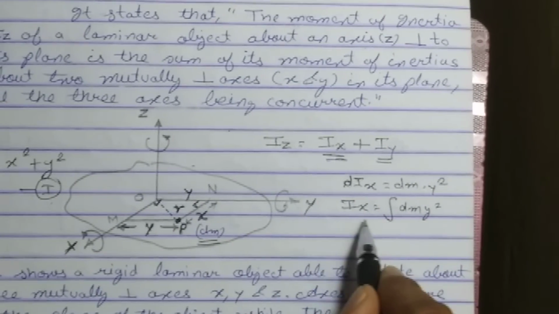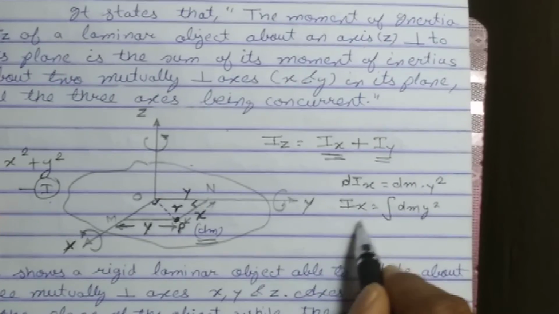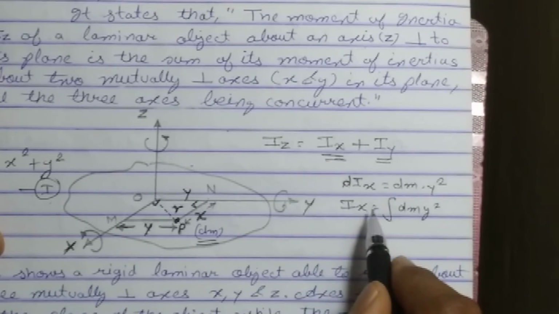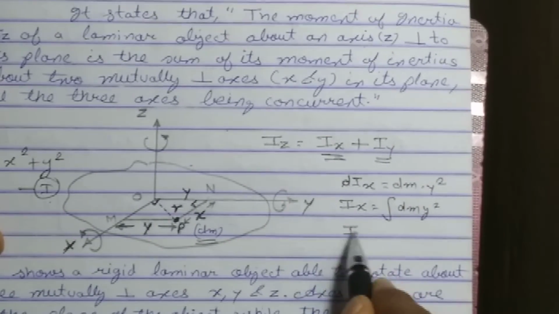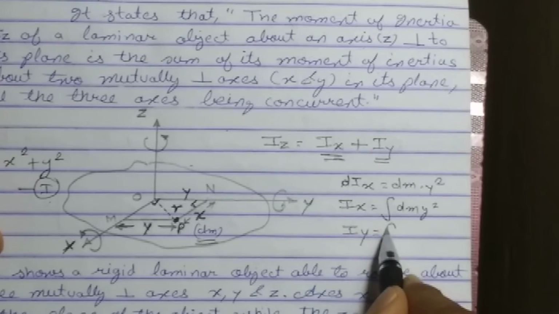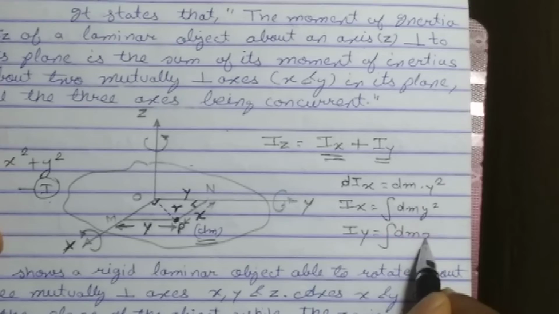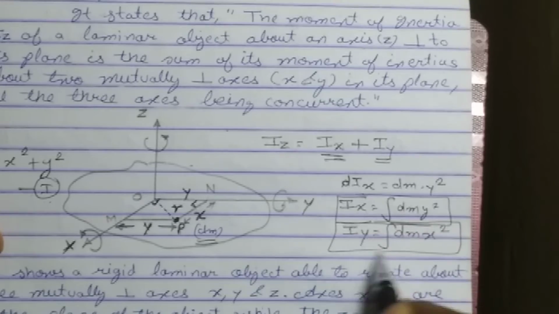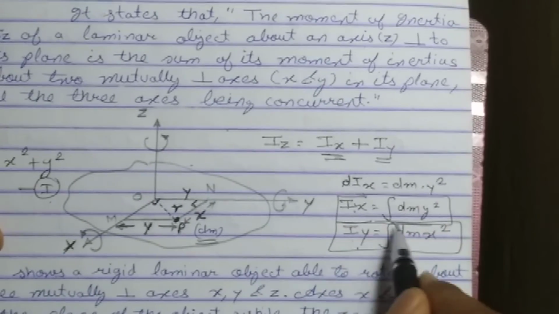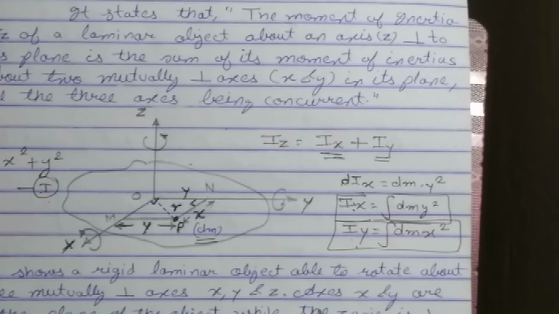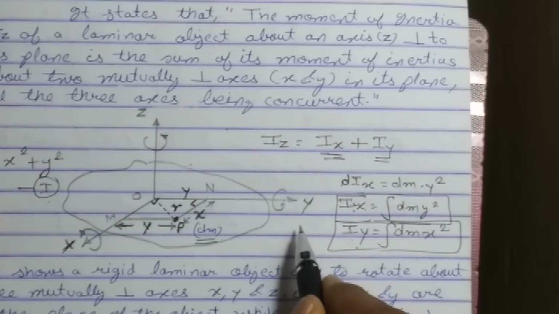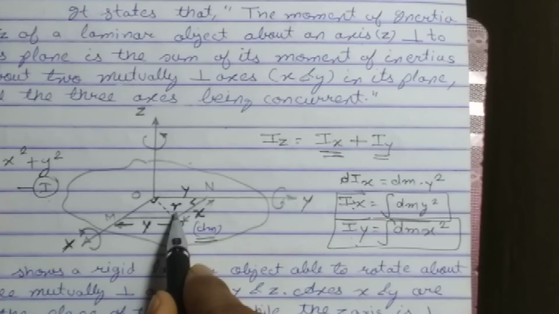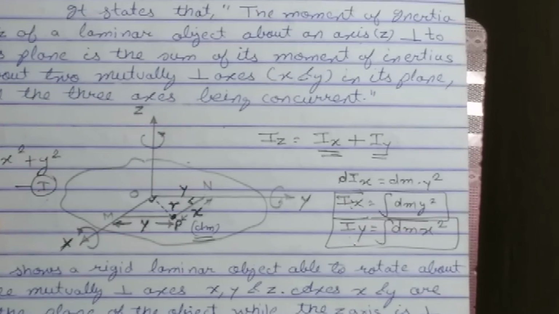So students, Ix, the value of the moment of inertia of the plane lamina about the x-axis, is given by the integration of dm y square. Similarly, we can find the moment of inertia of the body about the y-axis, given by the integration of dm x square. Students, remember these two formulas. We derived the moment of inertia of the plane lamina about the x-axis and about the y-axis. Students, now the last axis left, that is the z-axis. So students, what is the distance of this point from the z-axis? r.